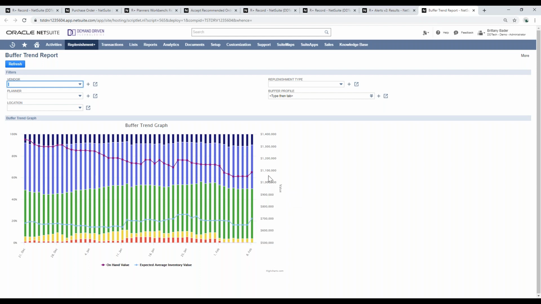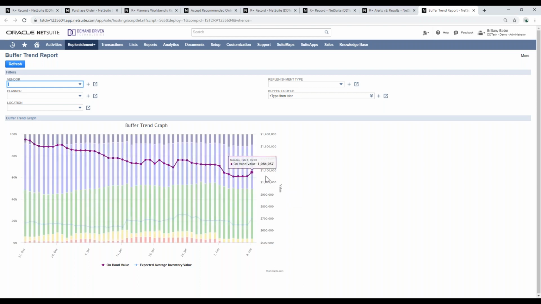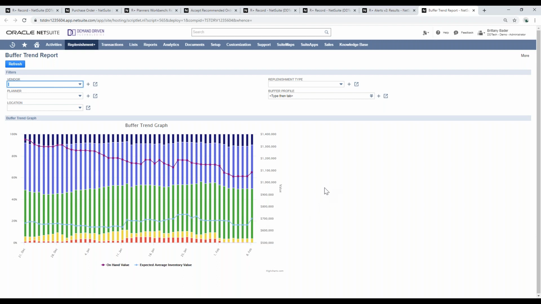I also want to see my on-hand value start to converge somewhere out here with my expected average inventory value. And I can see how much I have tied up in my inventory total. So this is the aggregate view by the dollar value over here. So I want to see these two start to converge over here and show me how well my implementation has been. I want to see more of that green zone.